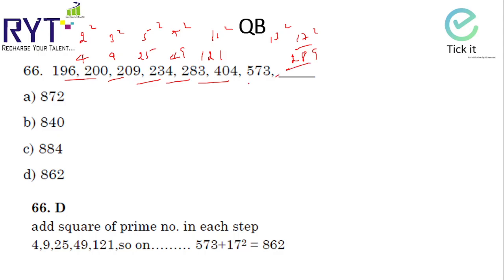So if you add 289 and 573, we'll get the answer. Okay, so that is 862 is the answer. Option D is the correct answer.